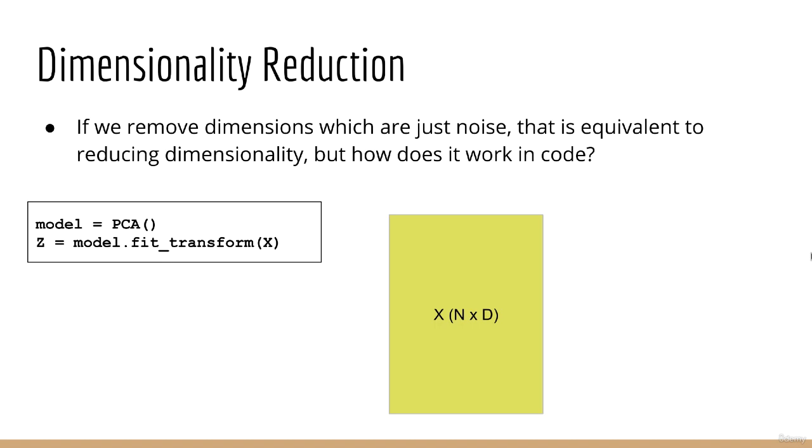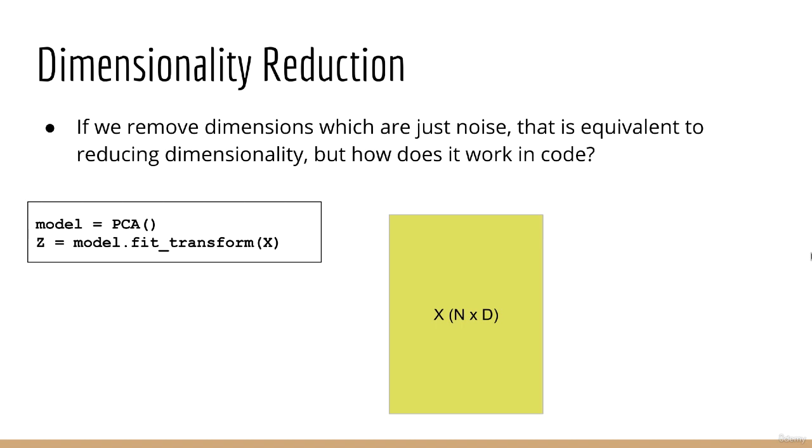The first topic we're going to discuss is dimensionality reduction. In fact, I've already told you pretty much everything you need to know. If we remove dimensions of the data, which are just noise, then equivalently, we are just reducing the dimensionality. If, for example, we start with 500 dimensions and we go down to 5, then what we're saying is that those other 495 dimensions are just noise.